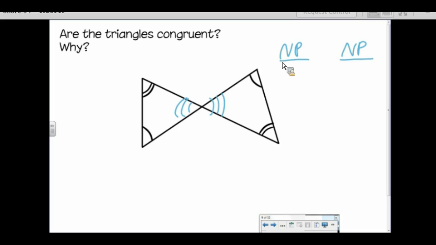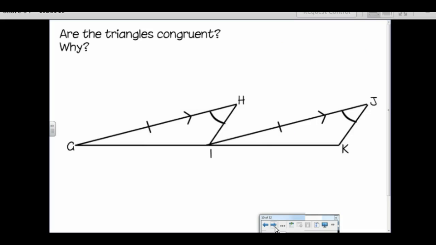We have a lot of evidence. We just don't have the right evidence. So that one is NP is the answer. Try this next one. Okay, parallel lines are a big deal. They are a big deal and we cannot ignore them. Now, normally I would say, hey, just because they're parallel doesn't mean they're congruent. But in this case, those segments, GH and IJ, are both parallel and congruent.